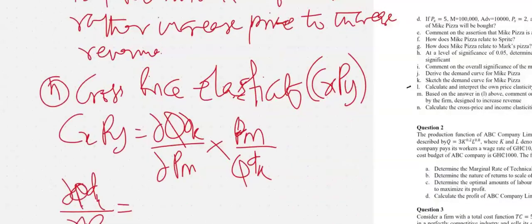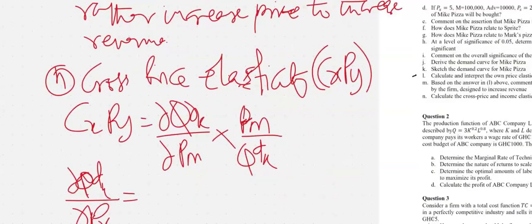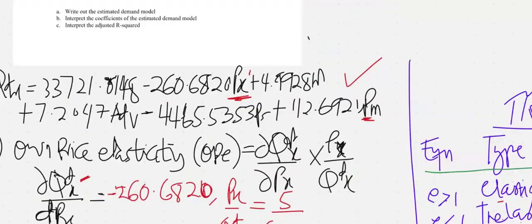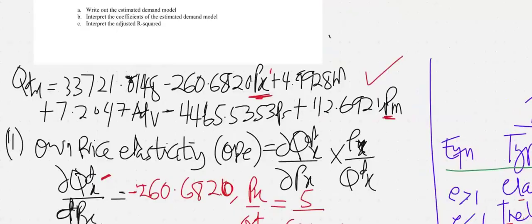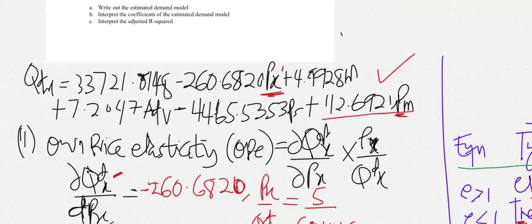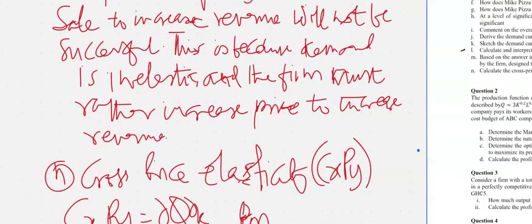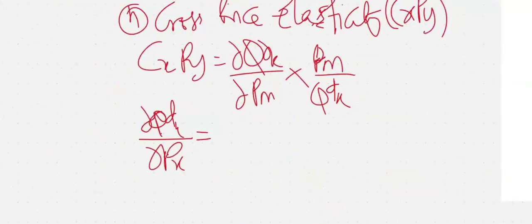So what is the derivative? The coefficient for the PM, which will become the derivative, is 112.6921. Right? Then I also find PM.